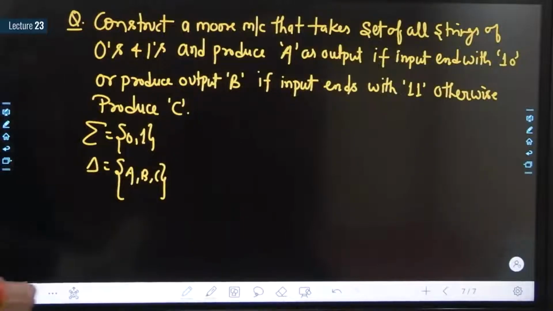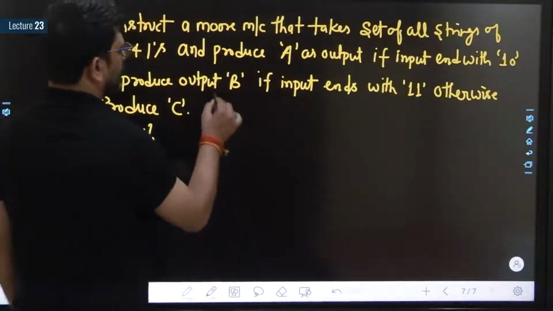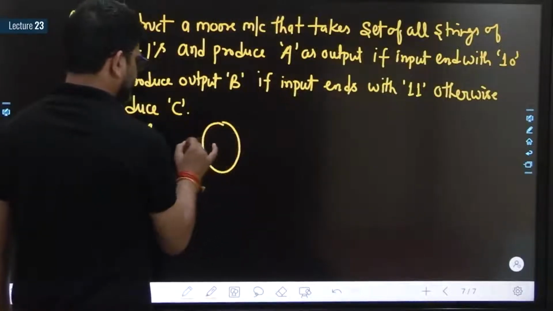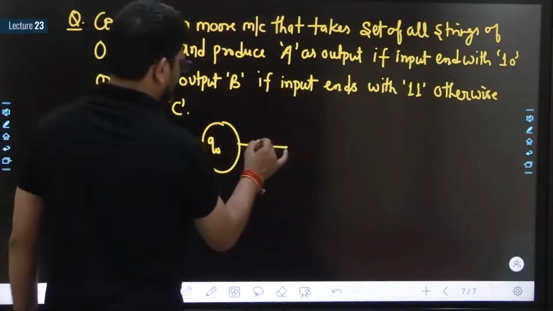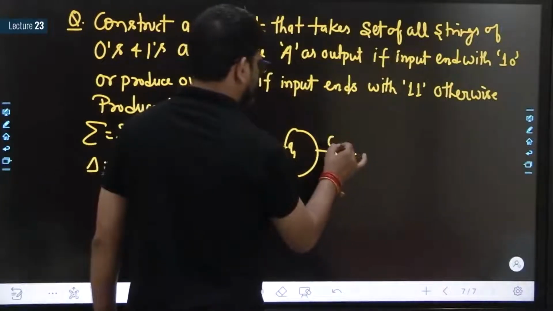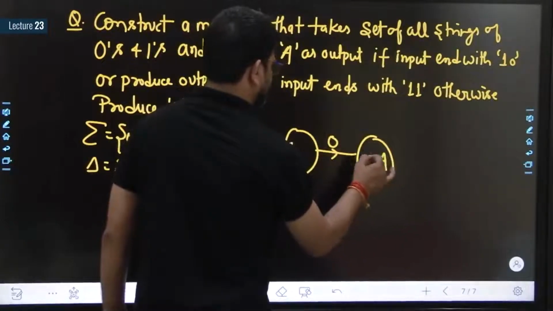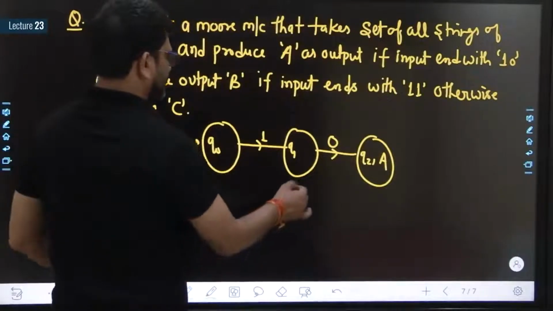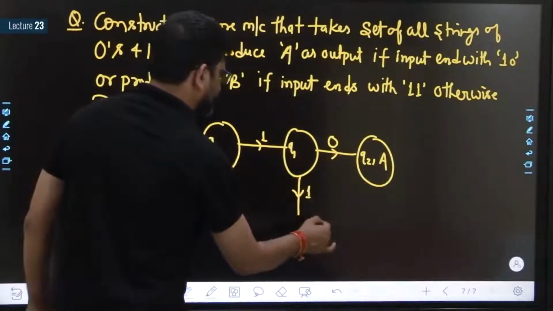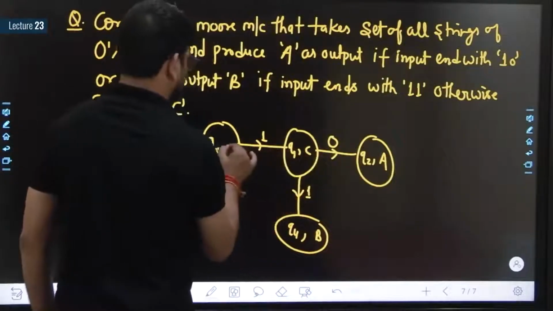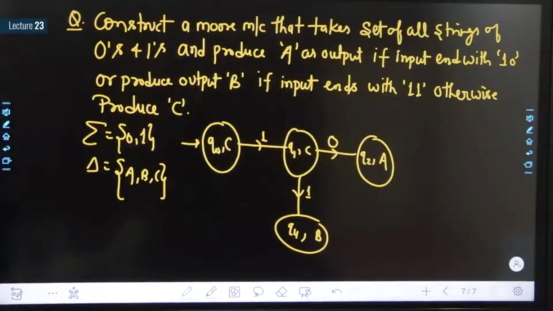Okay, see. Produce A as output if input ends with 10. This is the initial state. 1, Q1, 0. End with 10, it produces A. If input ends with 11, it produces B as output. Otherwise C. Clear? Now make this deterministic.